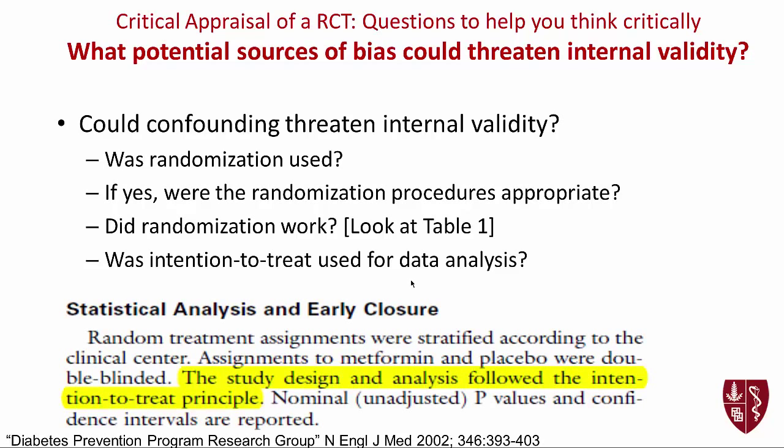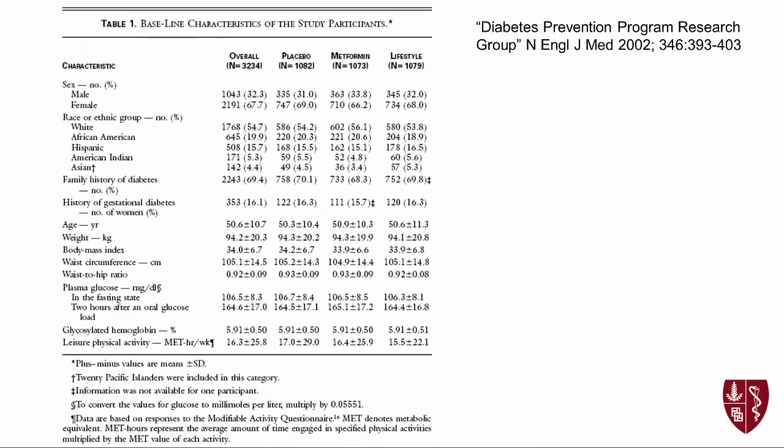And so here's a little section of that paper that clearly states that the study design and analysis followed intention to treat principles. So we know that they used the gold standard approach and that people were preserved during the analysis to the arm that they were randomized to, irrespective of whether they dropped in or dropped out from that particular arm. Now, let's look to see whether randomization worked.